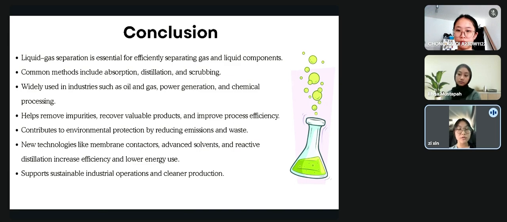With the introduction of new technologies such as membrane contactor, advanced solvent, and reactive distillation, these processes are becoming more efficient and energy saving. Overall, this innovation supports sustainable industry operation and contributes to cleaner product.